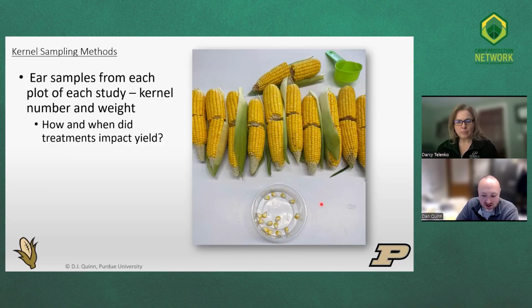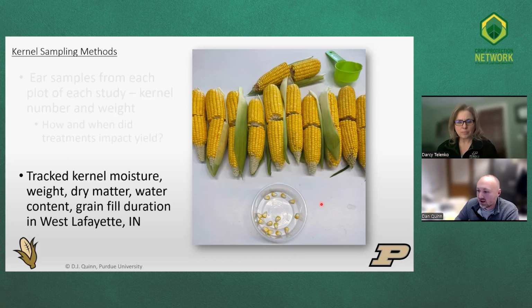So the fungicide was applied at R1 versus plots that did not have fungicide application. So we track kernel moisture, we track kernel weight, dry matter, water content, and then that data allows us to look at, okay, what is the maximum dry weight achieved in those kernels, but also what is the grain fill duration, and then how does that differ between when I have a fungicide application or foliar disease control versus when I don't.